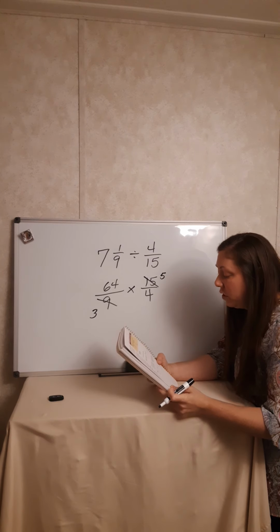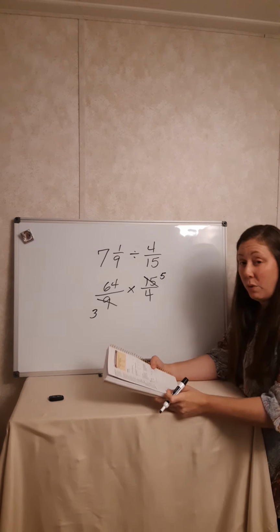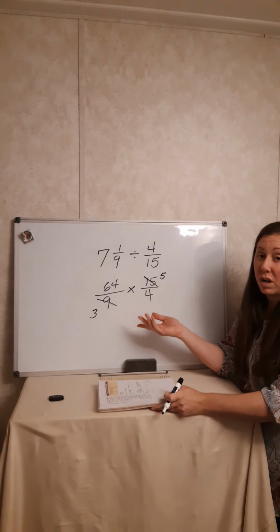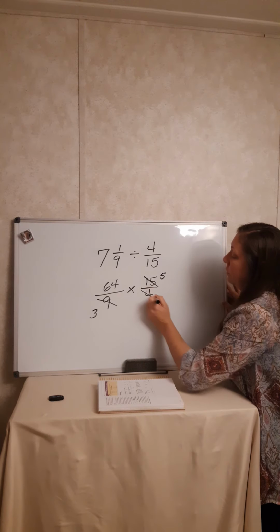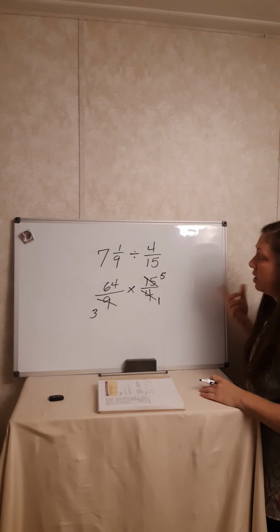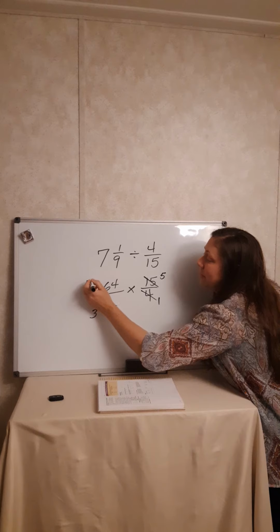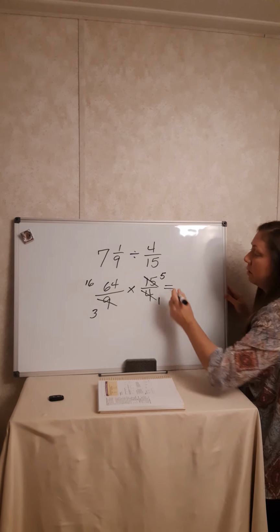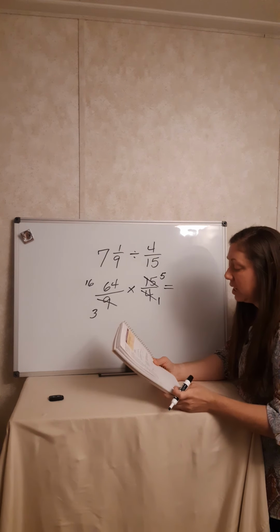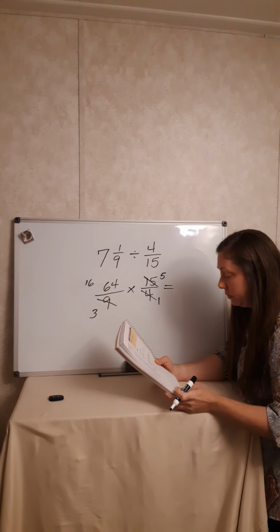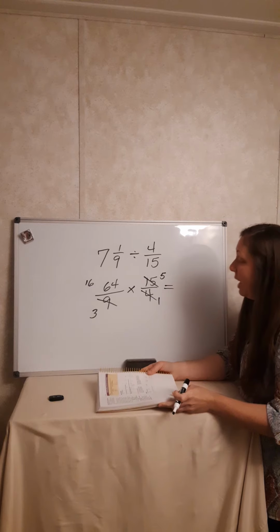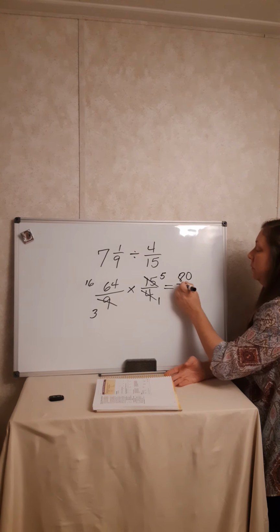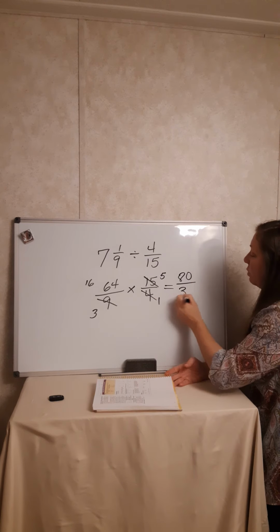Okay, and then you can cross cancel between the 4 and the 64. 4 can be divided by 4. 64 can also be divided by 4. 4 divided by 4 is 1. 64 divided by 4 is actually going to be 16. And then you can multiply across. Okay, so 16 times 5 is going to give you 80, and then 3 times 1 is 3.